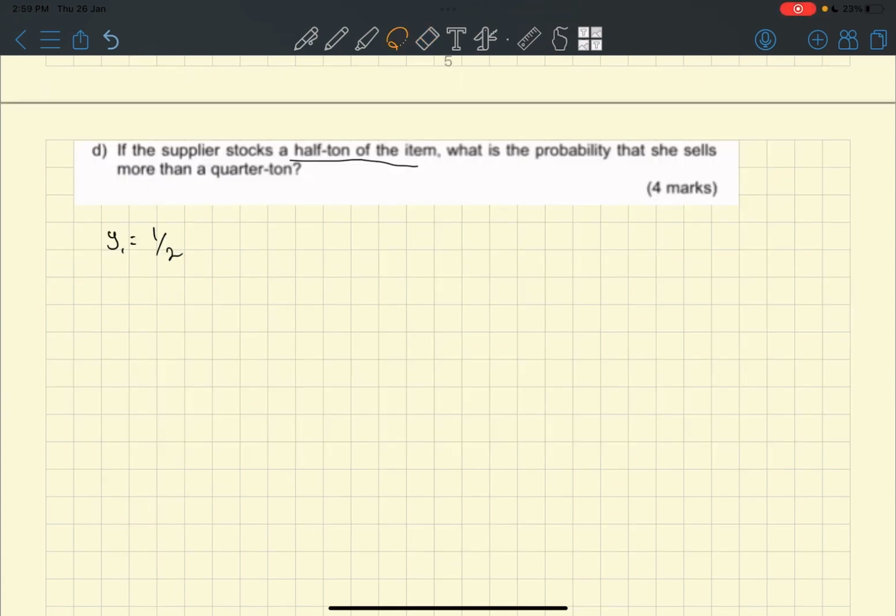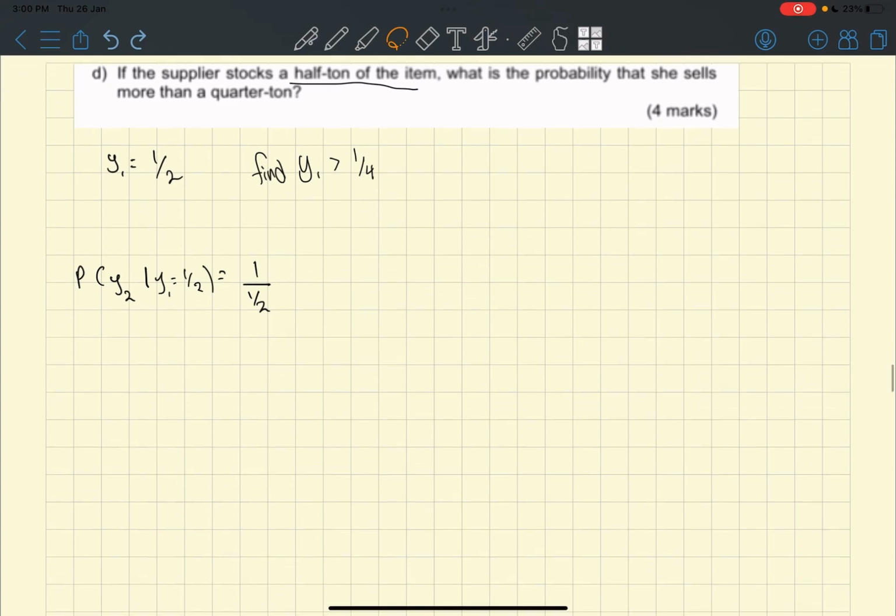Okay, for the D question, if the supplier stores a half ton of the item, what is the probability that she sells more than a quarter ton? So now we have a half ton of the item. We know it is y1. So y1 is equal to 1 over 2. Then we need to find y2. So the conditional probability of y2 given y1 equals 1 over 2 is 1 over 2.